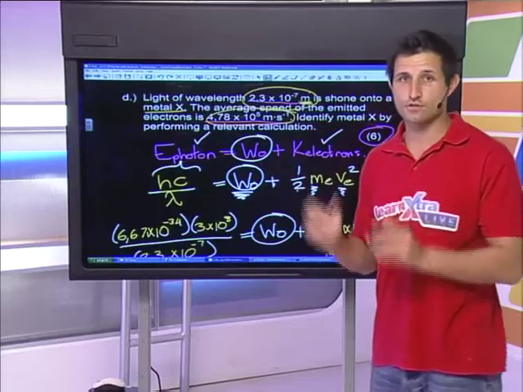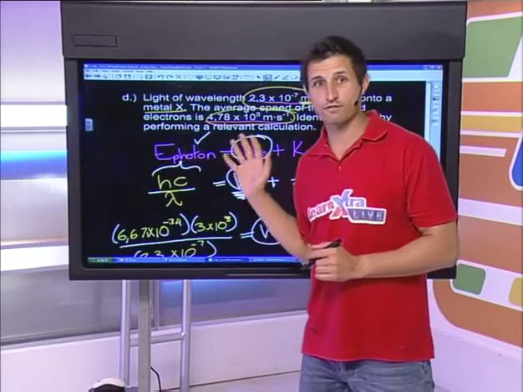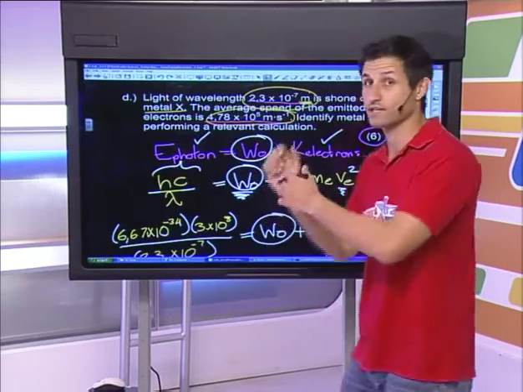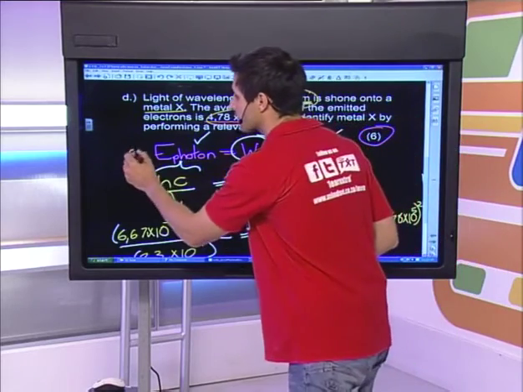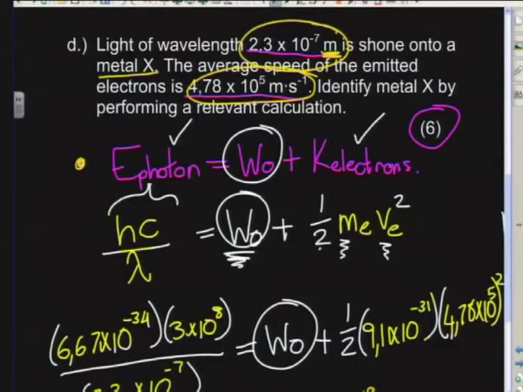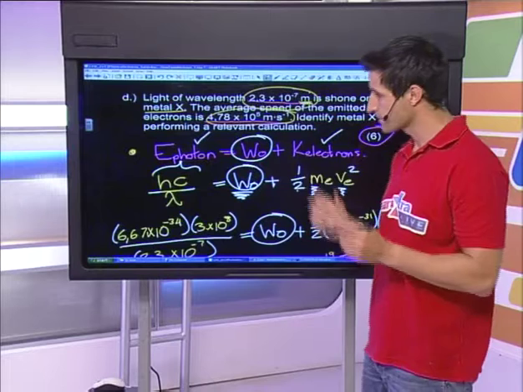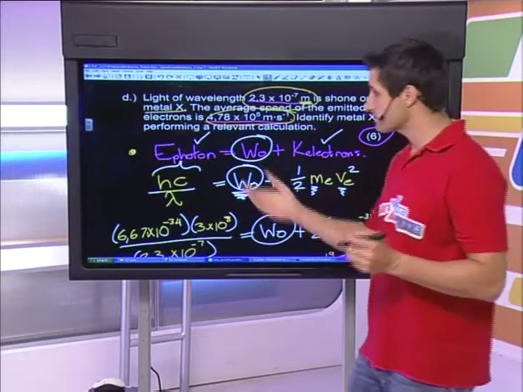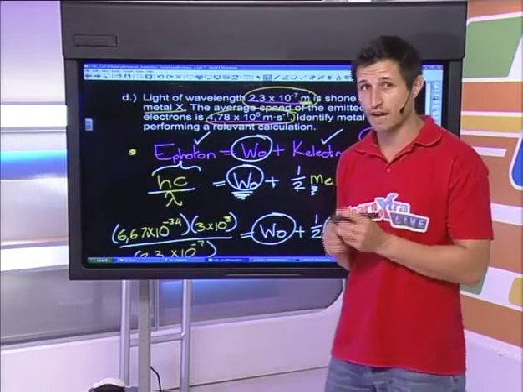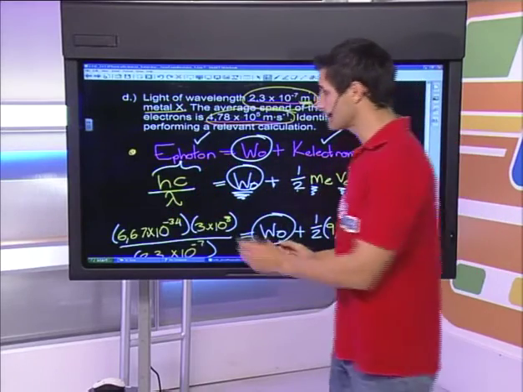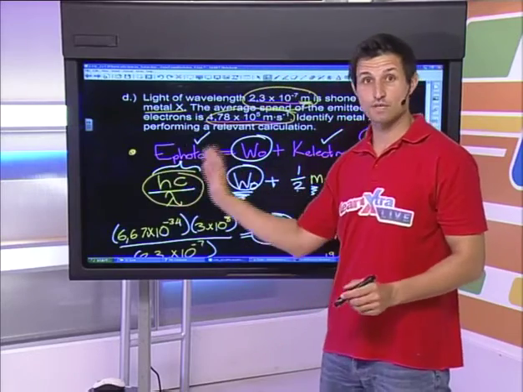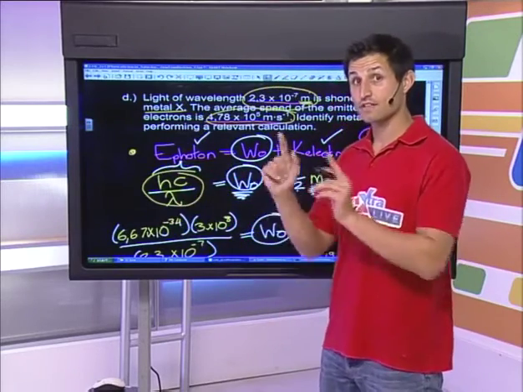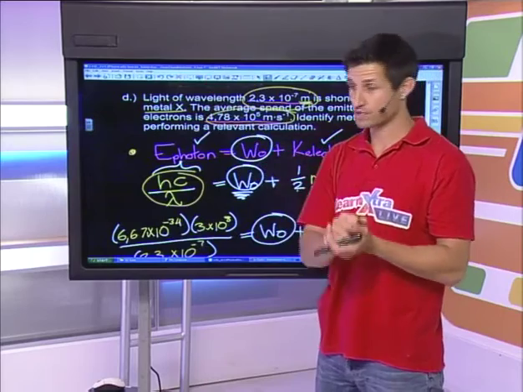How did I know to start out with this? I started out with the photoelectric effect because I see electrons were coming off a metal. So what do I do? I write down Einstein's photoelectric equation. The energy of a photon is equal to the work function plus the kinetic energy of the electrons. Now, I didn't have the energy of the photon. In fact, I've actually got none of these things. But I know that the energy of a photon can be calculated by Planck's constant times speed of light divided by its wavelength, and that gives me the energy of the photon which was coming in.